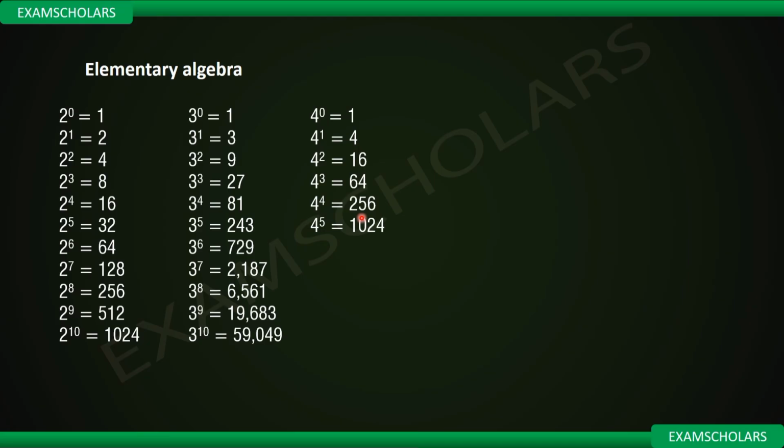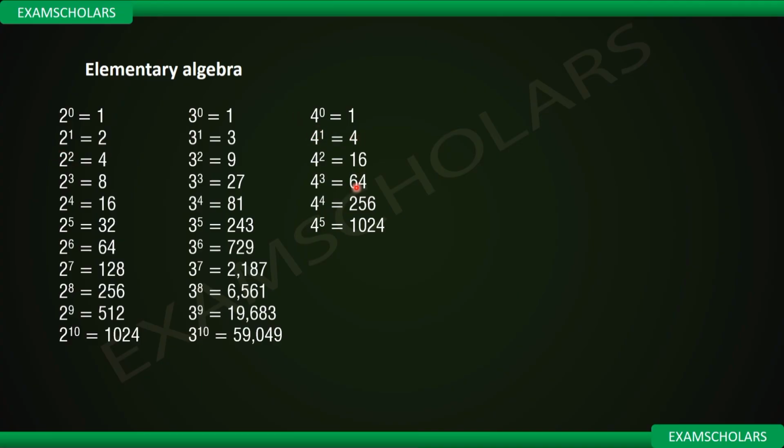Then 4 raised to the power 5 is 1024. Let's stop here. We're not going far. Let's observe something here. Everything you have here, you still have them here. Let's look at 4 raised to the power 1, which is 4. It's still the same thing as 2 raised to the power 2. So this 4 you can turn into 2 raised to the power 2.